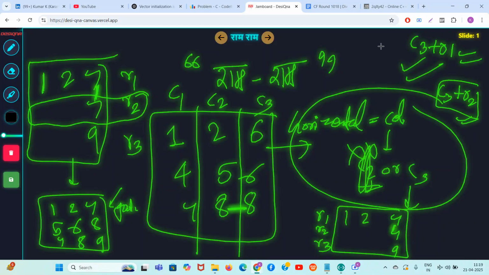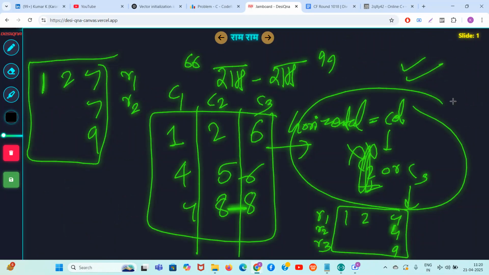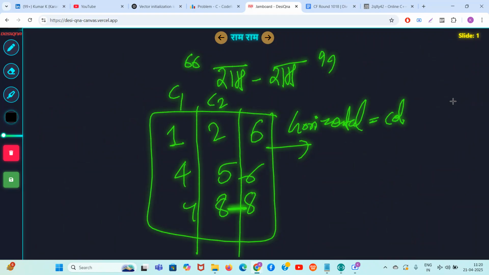Which answer will you print? The question is asking for the minimum possible. So the minimum of both of them. C3 is the same in both. So if R1 is smaller, the answer is C3 plus R1. If R2 is smaller, the answer is C3 plus R2. So hopefully you got the answer. First, you will fix all the horizontal bonds and then you will fix all the vertical bonds.